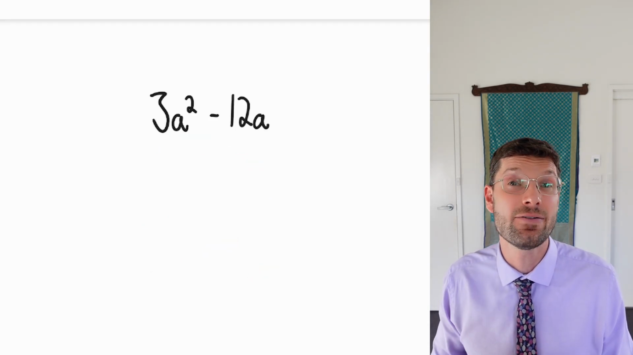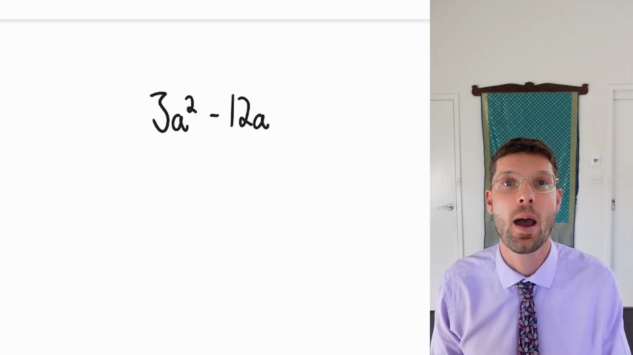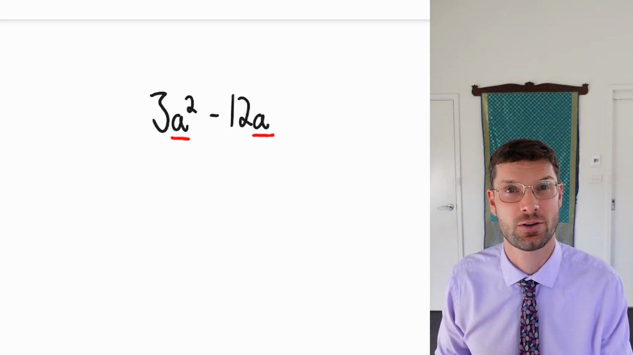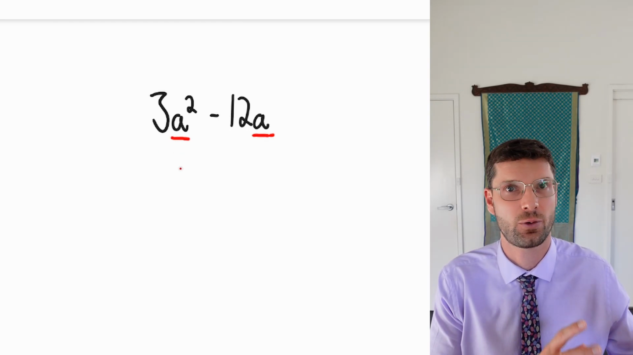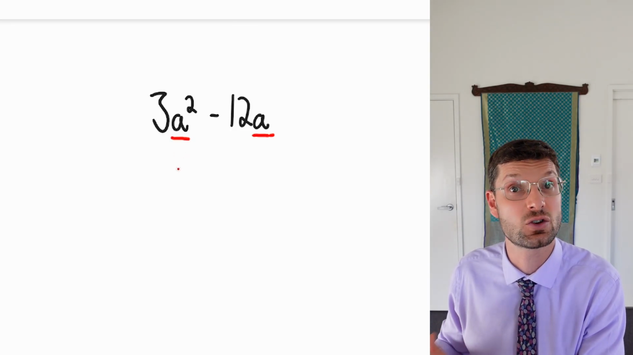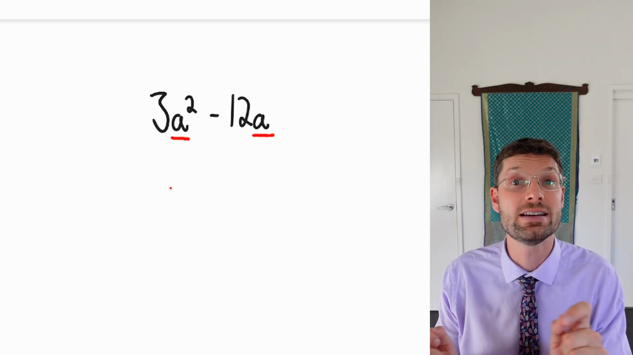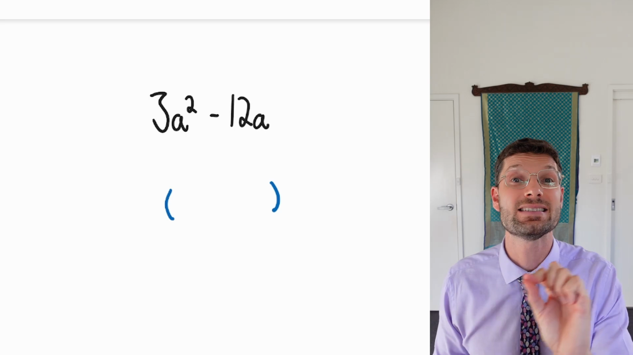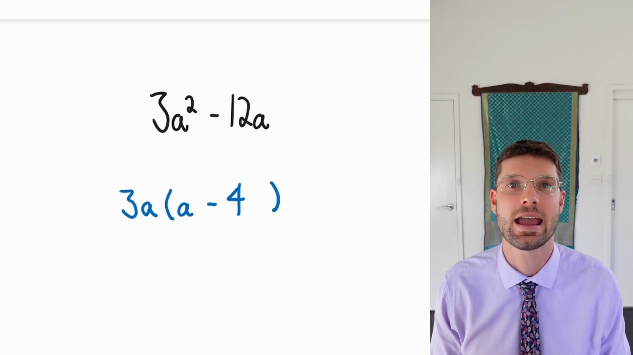Finally, this works even if we've got letters in both of the terms. So here we've got 3a squared minus 12a. The highest common factor between these two terms is not just 3, it's actually 3a. That's because if we think about 3a squared, that's 3 times a times a. And then if we think about the negative 12, that's 3 times 4 times a. So 3 times a is the highest common factor between the two of them. That means the 3a goes out the front and we're left with a negative 4.